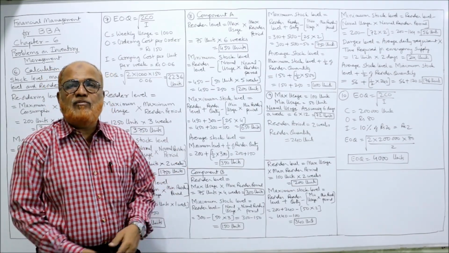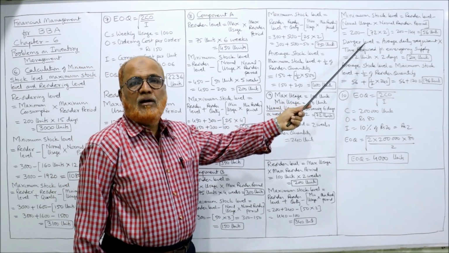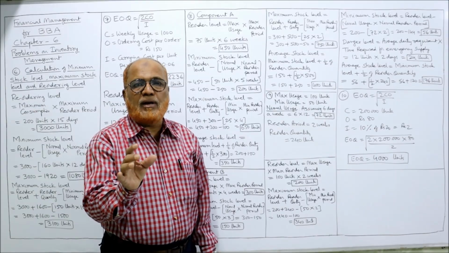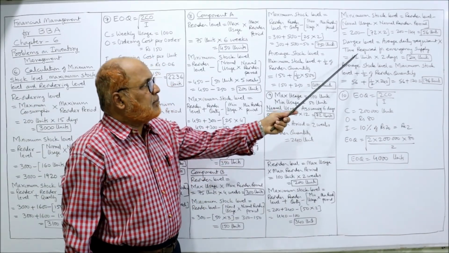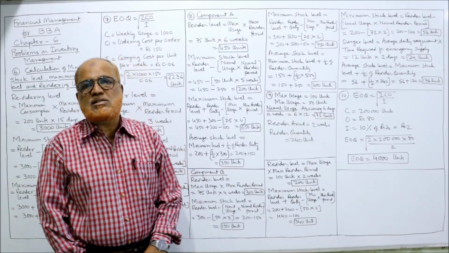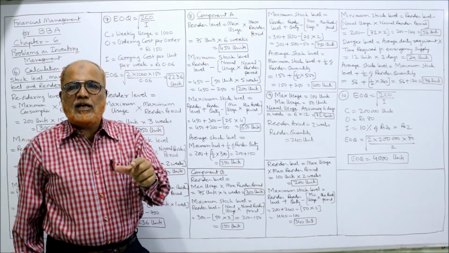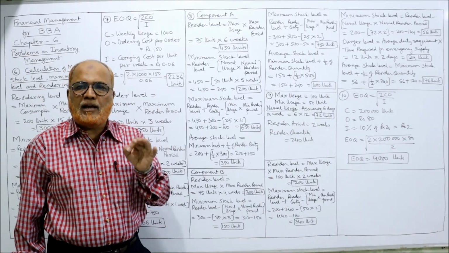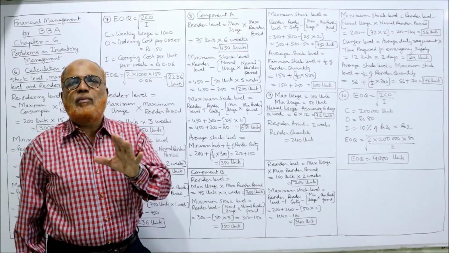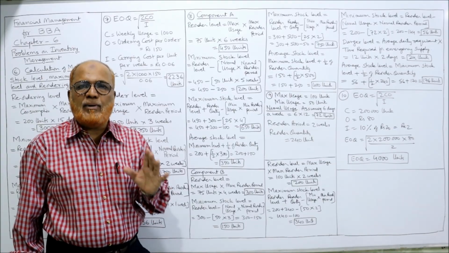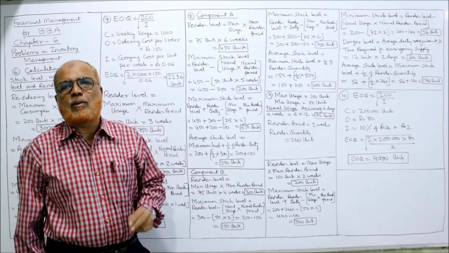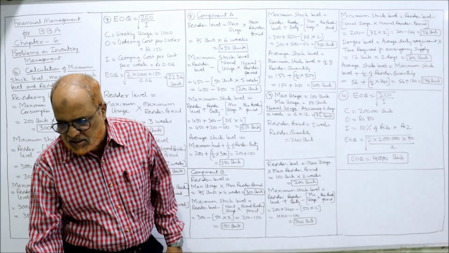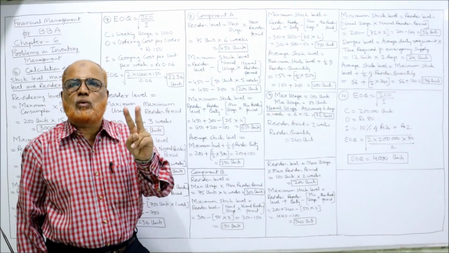Now for the first time we are calculating danger level. Danger level formula is average daily requirement into time required for emergency supply. So how many days are required for emergency supply? Immediately, in an emergency, how many days can we get supply? It is given in the problem: 2 days. Yes, the time sufficient for emergency supply is 2 days.